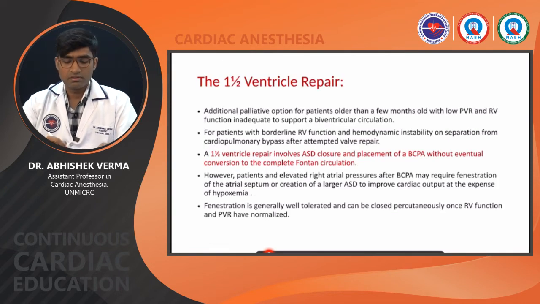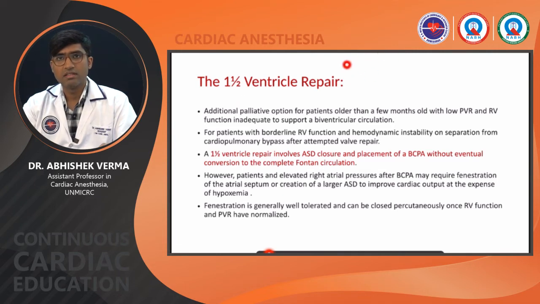One and a half ventricle repair means only BDG. We divert the SVC to the pulmonary artery to increase the pulmonary blood flow. It is an additional palliative operation for patients older than a few months with low PVR, when RV function is inadequate to support the biventricular circulation. This is the only important point. Then we go for the one and a half ventricle repair.